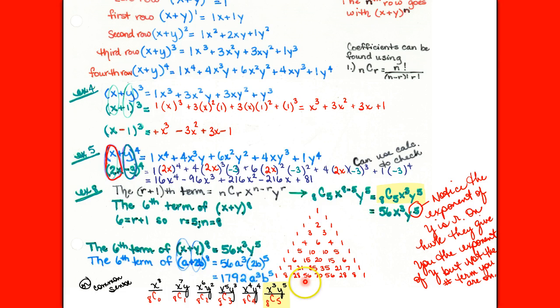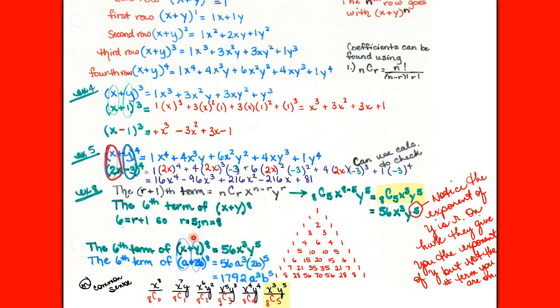Or I could use Pascal's triangle to get 56 x to the 3rd, y to the 5th. That is the 6th term on the 8th row for x plus y to the 8th. Now I've got my pattern. Now I can go back and I can say I'm supposed to put a in the place of x and I'm supposed to put 2b in the place of y.